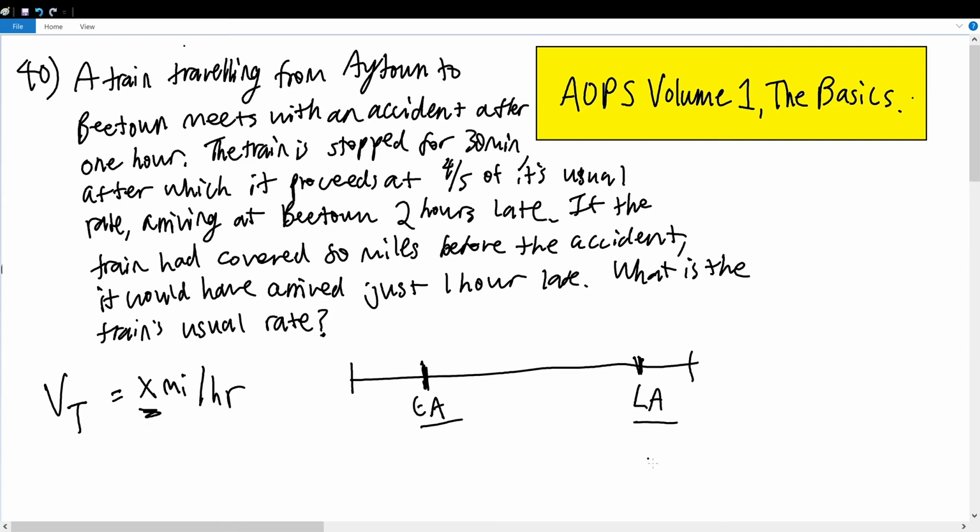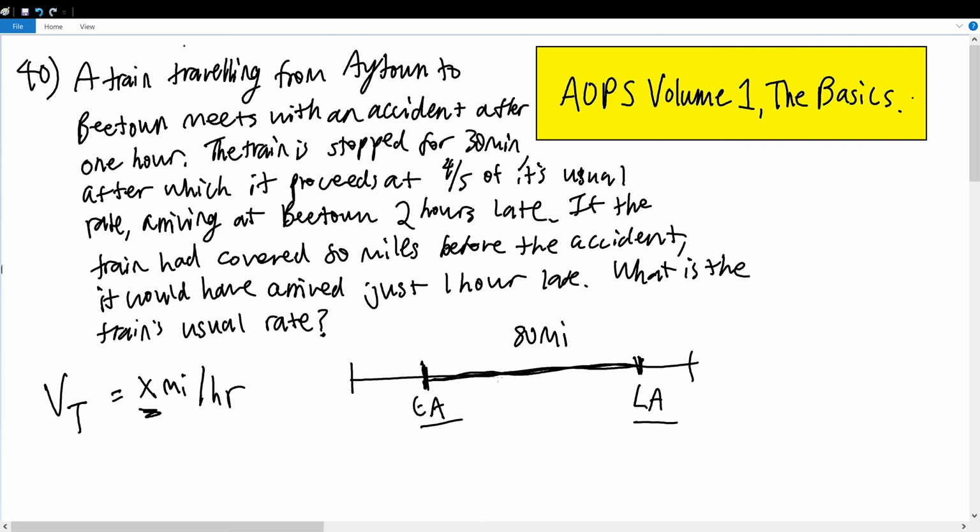And it tells us that if it has the accident early on, after just 1 hour, it will arrive 2 hours late. But if it arrives 1 hour late, that means the accident happened much later, after it covered this 80-mile gap. And think about why we really care about the distance between the early accident and the later accident points. Because it is this 80-mile distance that affects whether the train arrives later or earlier. By later, I mean 2 hours late, and by earlier, I mean 1 hour late.